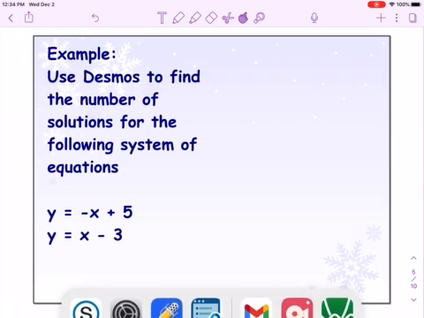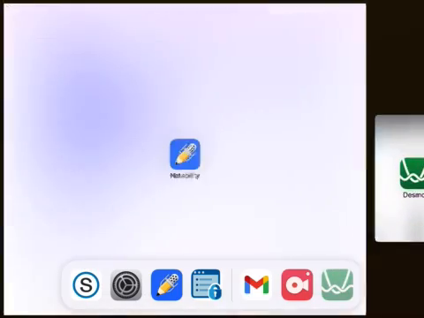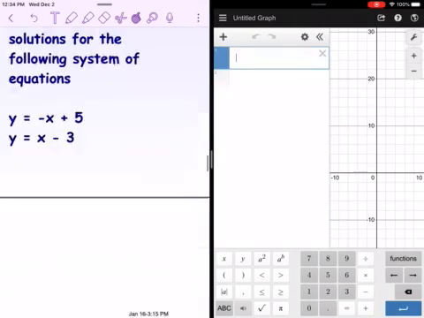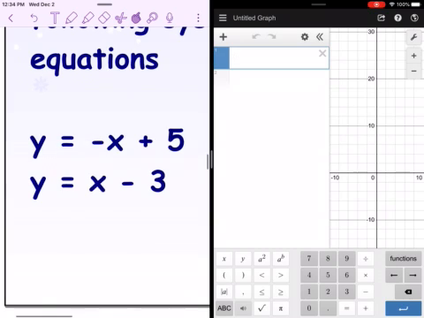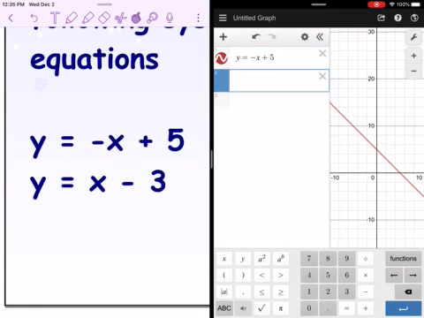Use Desmos to find the number of solutions for the following system. I'm just going to split screen with Desmos so that it's easier. You can just put the equations in Desmos exactly how they're given to you. You don't actually have to put them in slope-intercept form, although this is in slope-intercept form, but we're just going to throw them in there. So y equals negative x plus 5. And then in the second line, we're going to put y equals x minus 3.